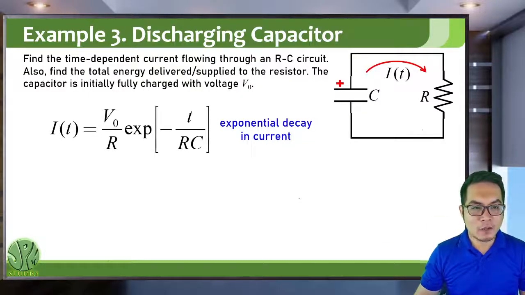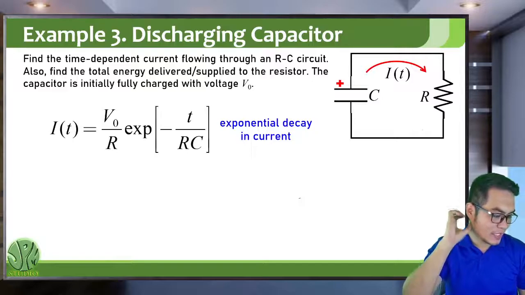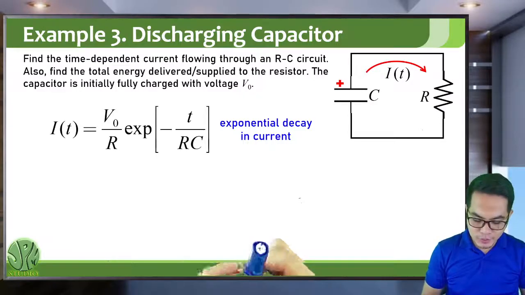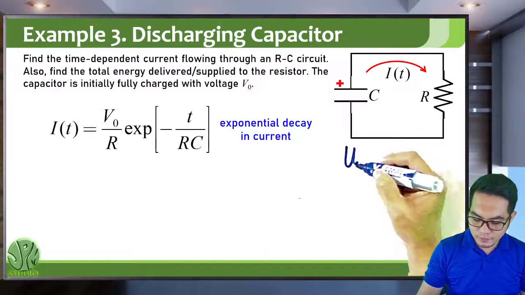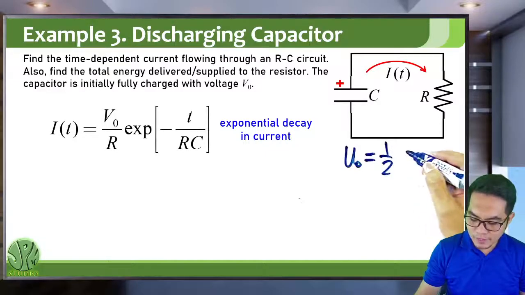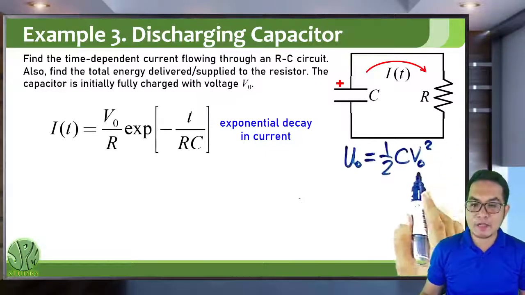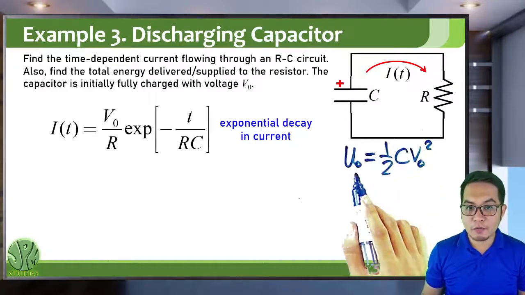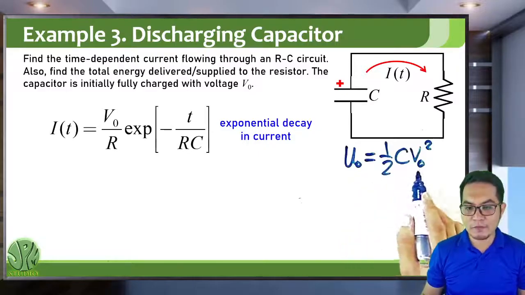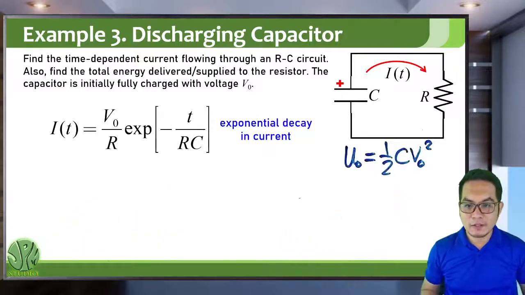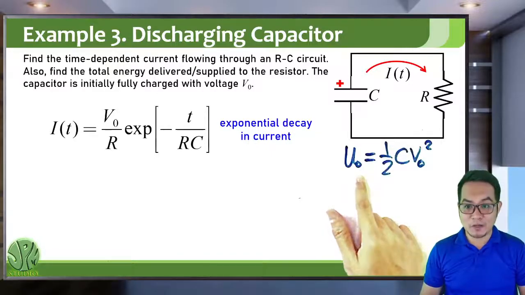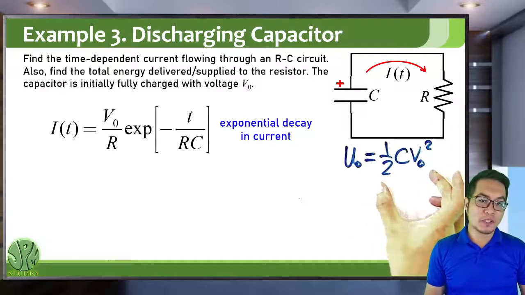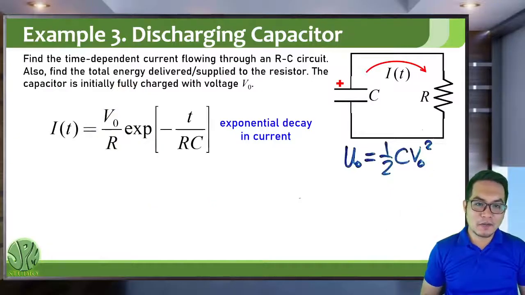Okay. How about the total energy delivered or supplied to the resistor? Take note, when the capacitor is fully charged, the energy stored in the capacitor is, say, U naught, which is 1/2 C V naught squared. Since the initial voltage of the capacitor is V naught, the initial electric potential energy stored in the capacitor is 1/2 C V naught squared. But of course, the final potential energy of the capacitor is 0, because all of this energy is delivered to the resistor. So actually, this is also the answer to this: find the total energy delivered or supplied to the resistor.